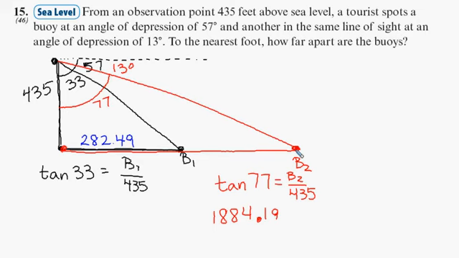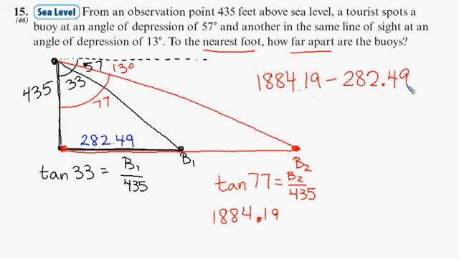Now here it's saying we're supposed to find to the nearest foot how far apart they are. Well, that's just a matter of subtracting them. If we know the buoy number 2 is out here at this location, 1,884.19 minus 282.49, and if you do the math correctly, you should get approximately 1602.